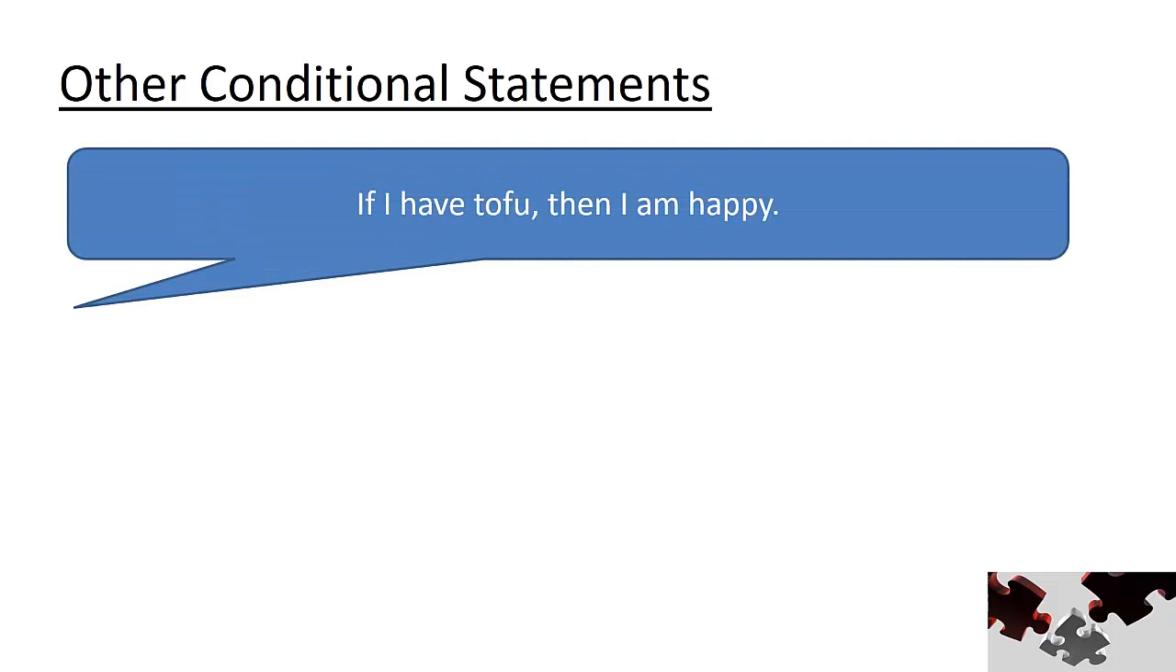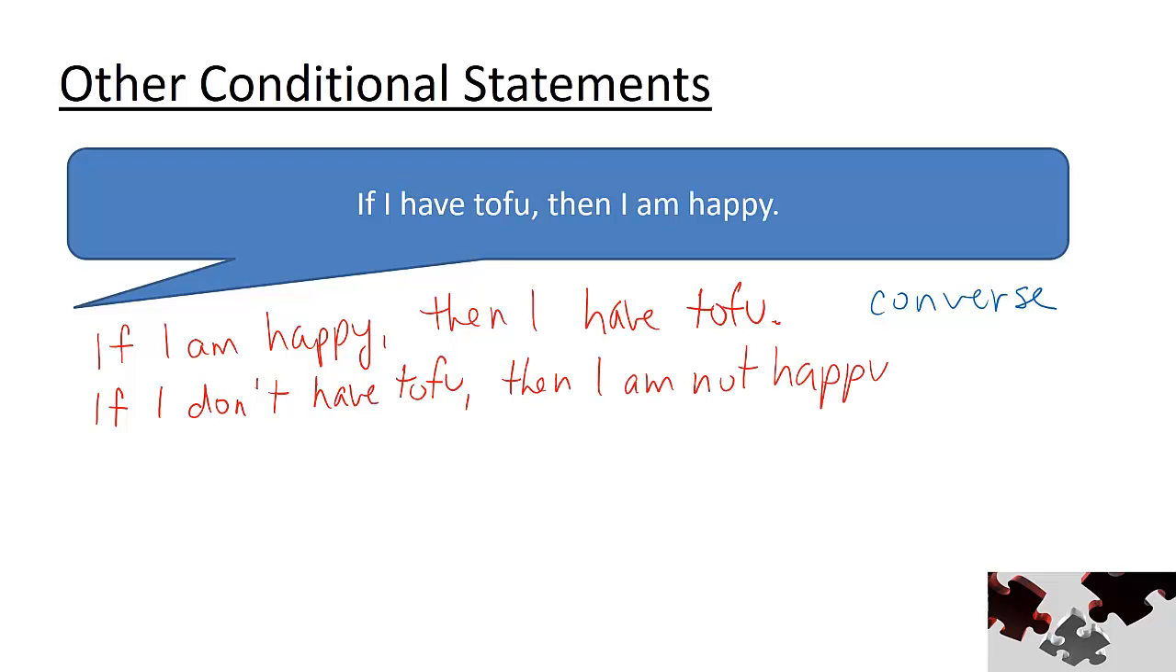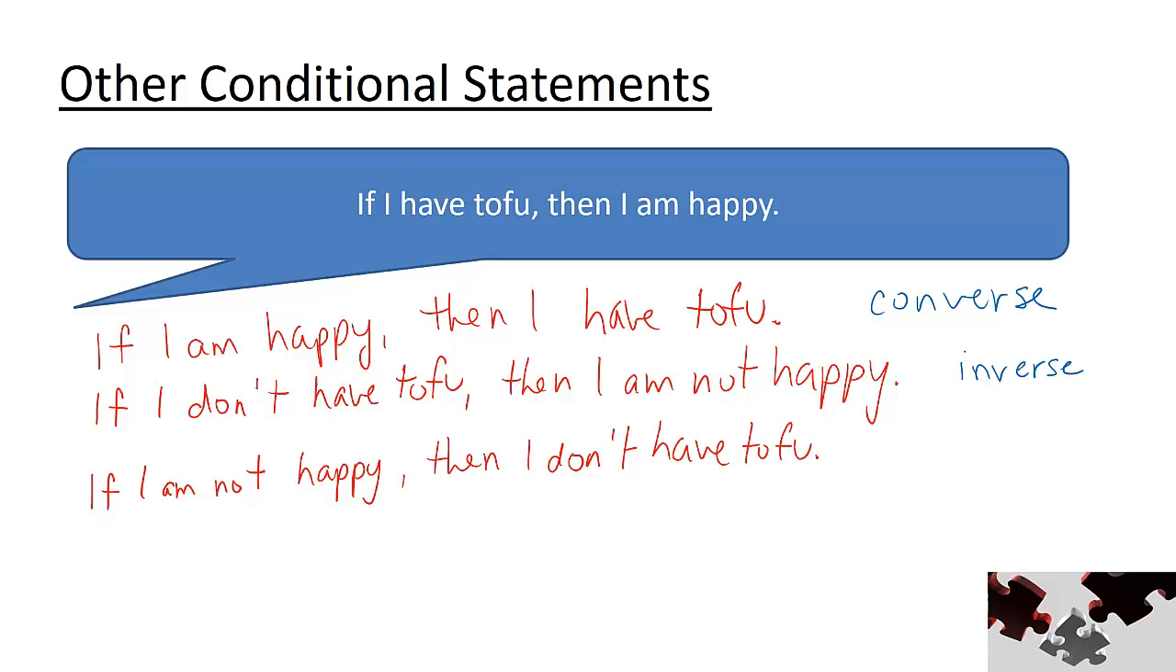There are 3 other conditional statements we can create using the simple statements A and B, and either switching the order or negating them. For instance, looking at our tofu example again, I could switch the order of A and B to get, if I am happy, then I have tofu. This statement is called the converse of the original. What would we get if we negated the 2 simple statements, but kept them in the same order? If I don't have tofu, then I am not happy. This is known as the inverse of the original statement. And finally, we could both negate and switch to get, if I am not happy, then I do not have tofu. This statement is called the contrapositive.